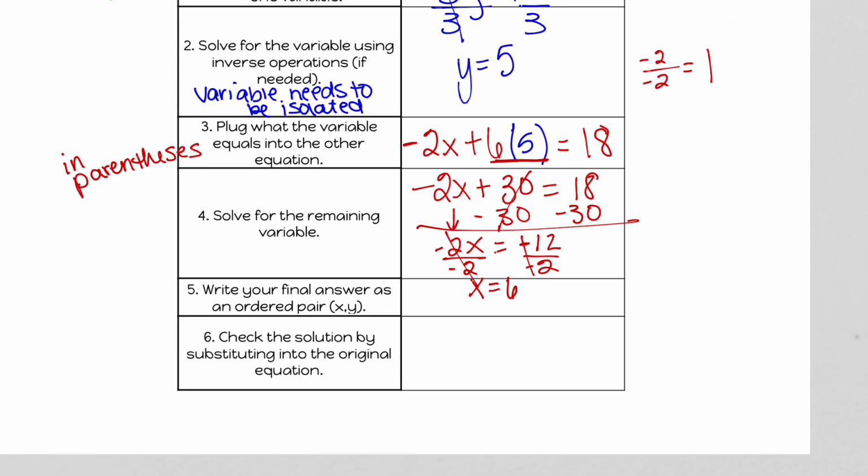Now I'm going to put this as an ordered pair. So I'm going to have 6, 5. Remember, your x always comes first. X comes first in the alphabet. X comes first in the ordered pair.